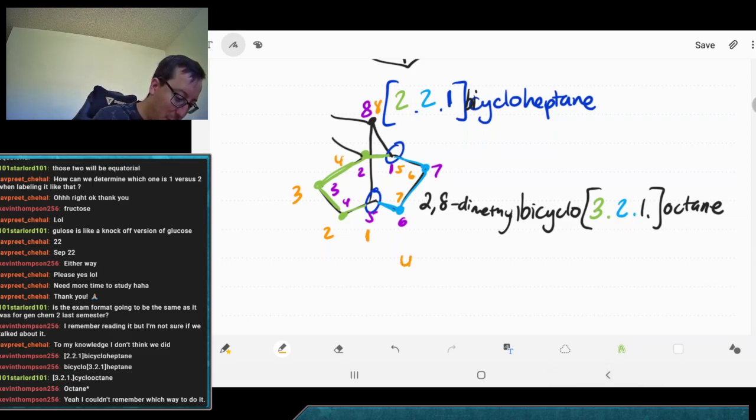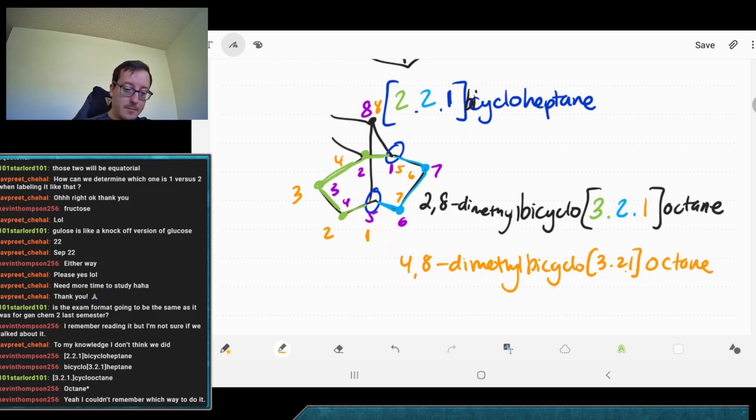If we did the other one, we would get 4,8-dimethylbicyclo[3.2.1]octane. So can't do that. That one's wrong, because we want to give our substituents the lowest numbers possible. Right, so 2 and 8 is going to be the way to do it here. All right. So that's the best way. All right, so not that one.